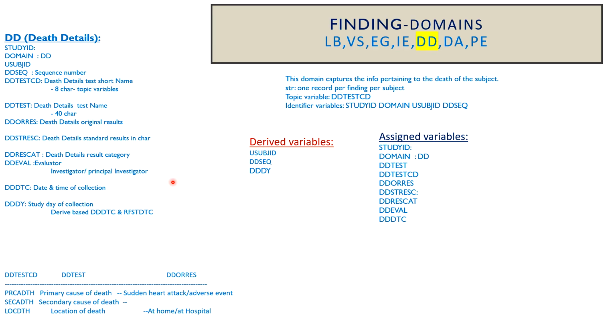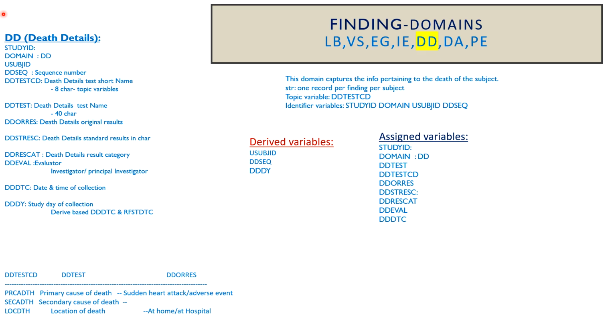In the next domain, DD domain, DD is nothing but death details. In a study, if any death happened, the death details will be captured in the DD domain. This domain captures the death of the subject. The structure will be one record per finding per subject. Topic variable will be DD test code and identifier variables will be common.